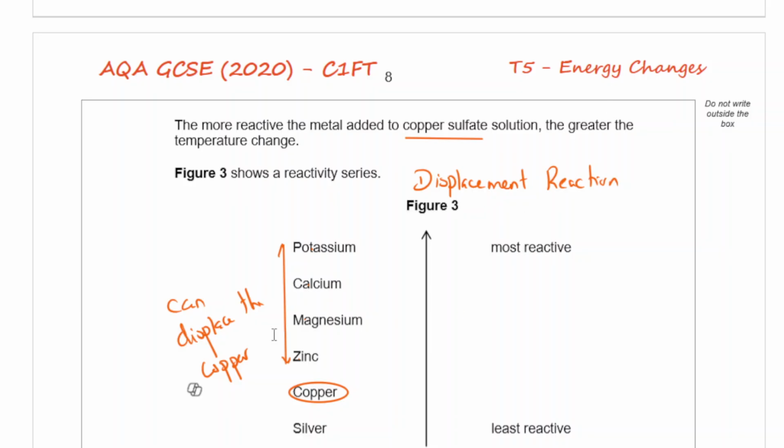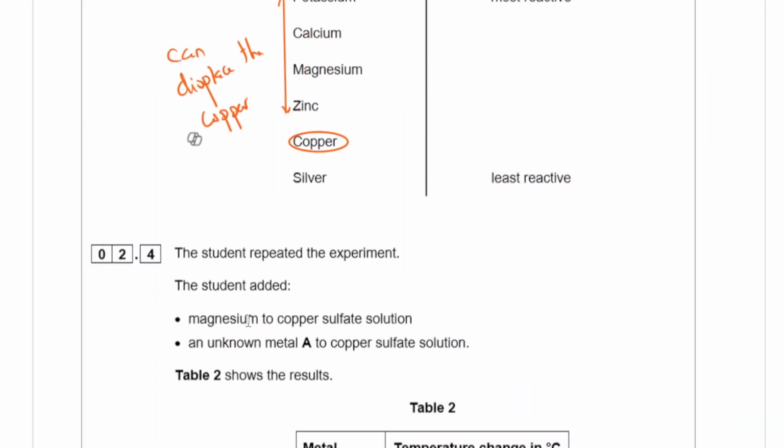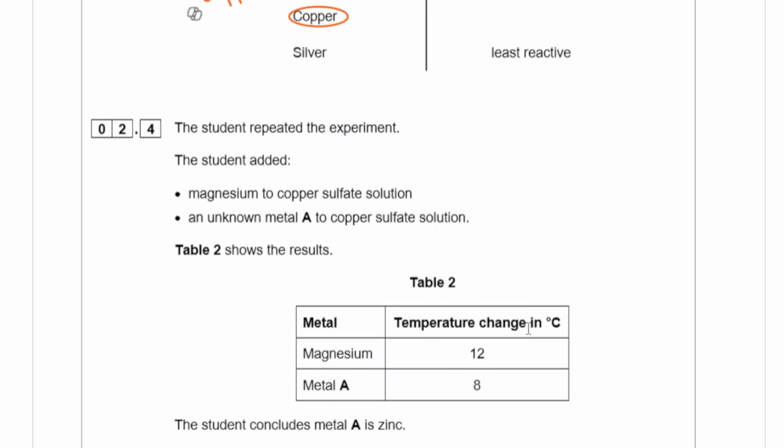Because they are more reactive. The student repeated the experiment. The student added magnesium to copper sulfate solution, which is more reactive than copper, and an unknown metal A to copper sulfate solution. So these are 2 different experiments. They're not actually adding all of them together.